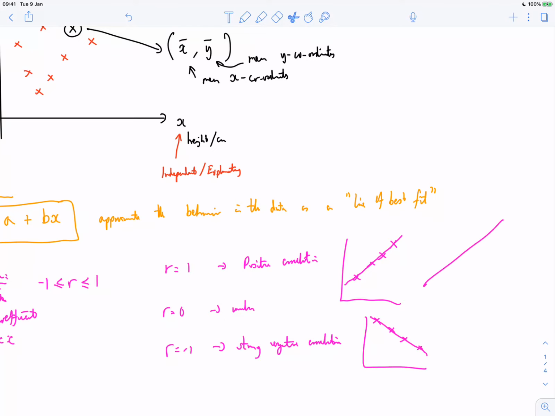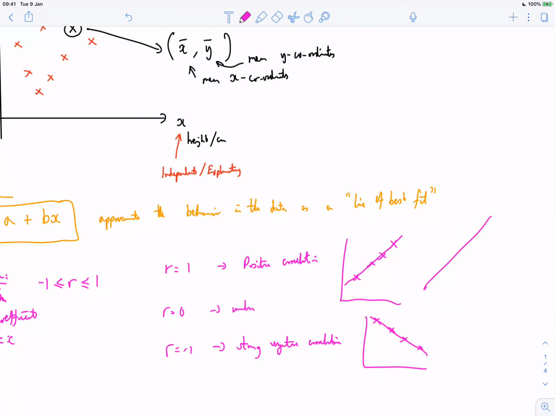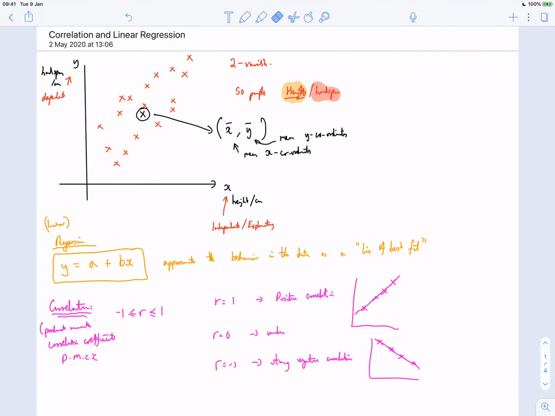For example, if R is 1, that's as good as you can possibly get, and all the points lie up on the line. Whereas if R was something like 0.5, then the points would be fairly far away from the line, might have a couple on it, but on the whole, it's quite far away. And if R was 0, it would just look like a cloud of mess. And what it means is it's indistinguishable to tell whether the slope's positive or negative.